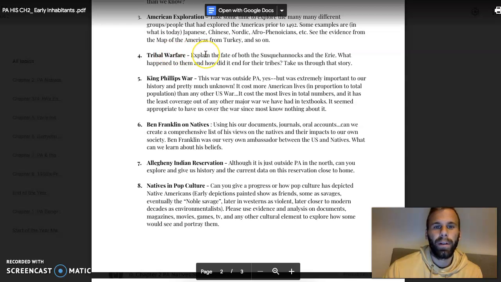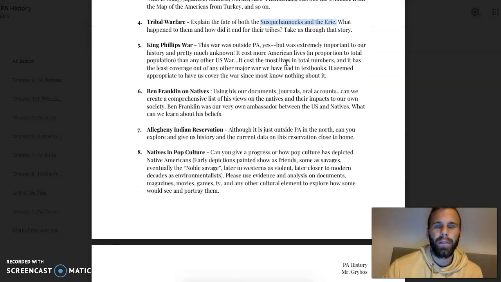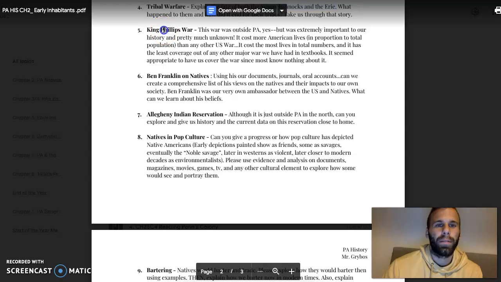Number 4 is tribal warfare. So explain the fate of both Susquehannocks and the Erie. These were the two I was focusing on in Pennsylvania because they get wiped out. So tell me how that occurred and what their legacy was. Okay, you'll eventually get into the Paxton Boys and Conestoga and brutal stuff. You'll find it.